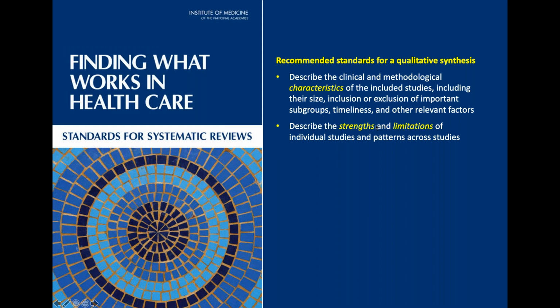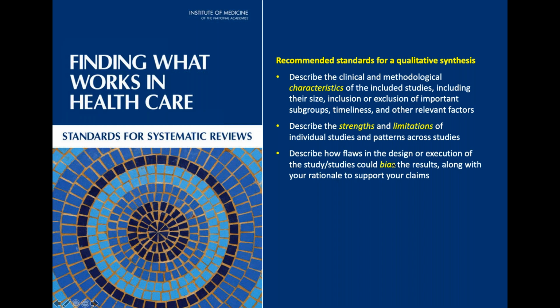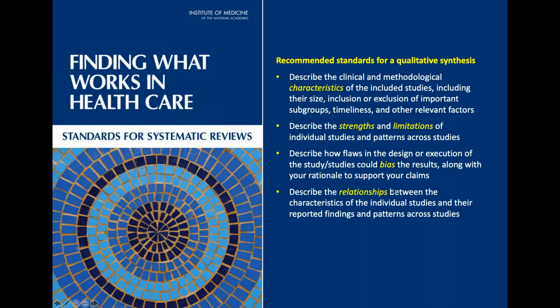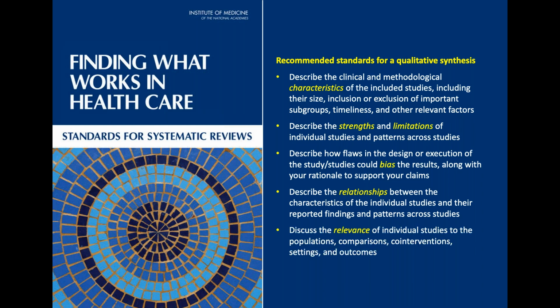Second, you should emphasize the strengths of the studies as well as the limitations of the studies. Third is to talk about any potential biases that you were able to find in the studies and the effect that has on the results. Fourth is to describe the relationships between those characteristics and those individual studies and across the studies, what I just emphasized on the bottom of the previous slide. And then finally, about the relevance of those studies, for whom and under what circumstances. So these are generally considered the five key criteria that you need to include in any good, well-written qualitative synthesis.